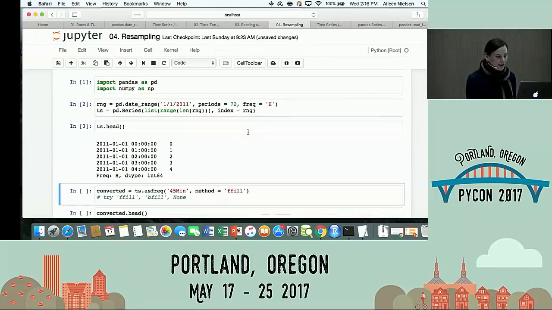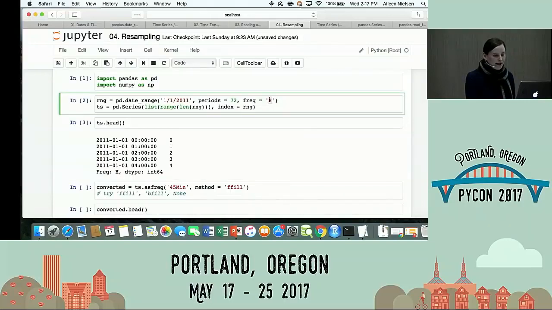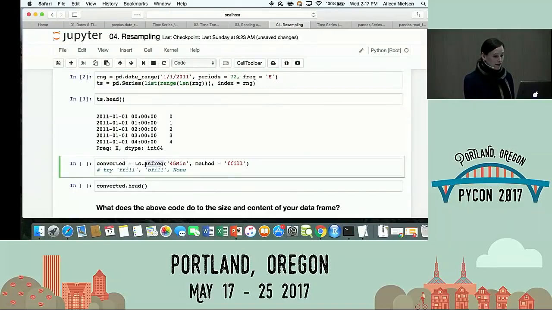Let's start with a time series I'm generating here. We start with January 1st, 2011, and we are sampling every hour, with 72 periods, and these values here are just random values. Let's say, though, that I'd actually really like to think about this data not hourly, but every 45 minutes. I'm going to use the asfreq method. Go ahead and try this out. I'm going to try every 45 minutes, and I'm going to try a forward fill method.